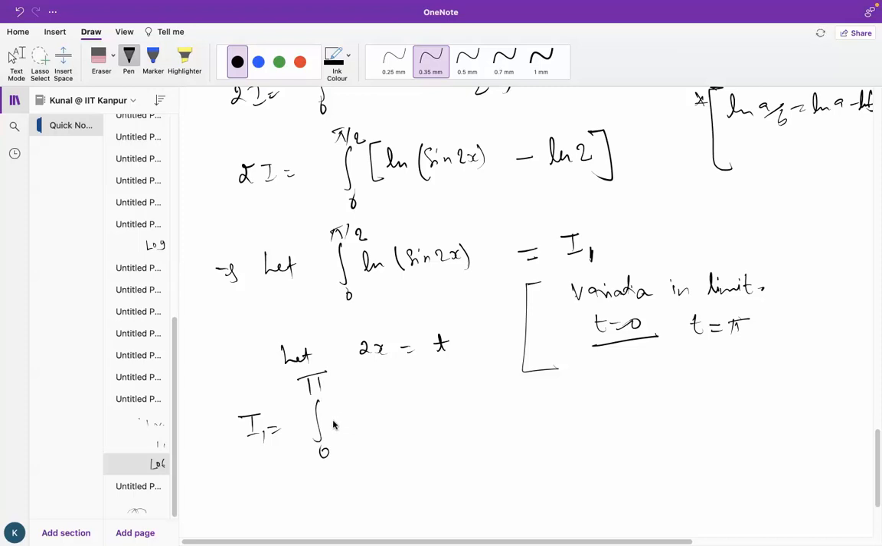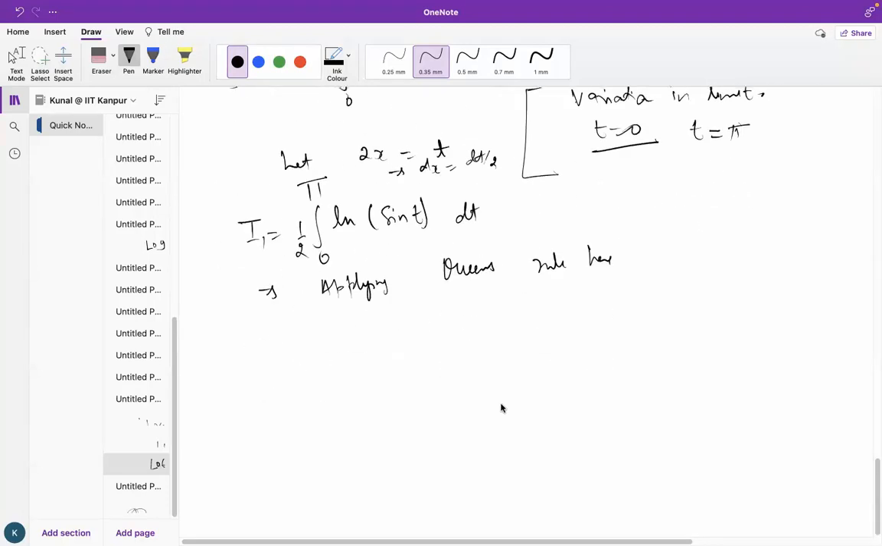ln of sin t. And when we differentiate this, dx is equal to dt by 2. So it's something like dt by 2. Right. And now what you have to do is apply Queen's rule here. I am just applying the Queen's rule here.